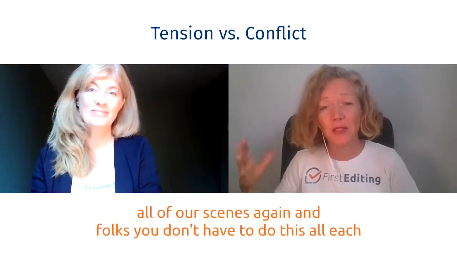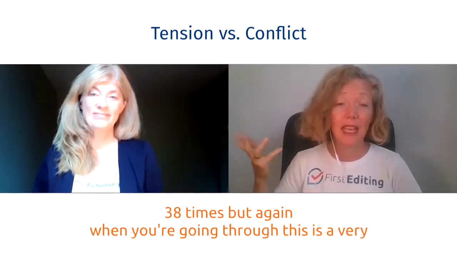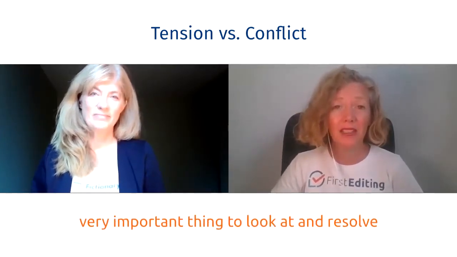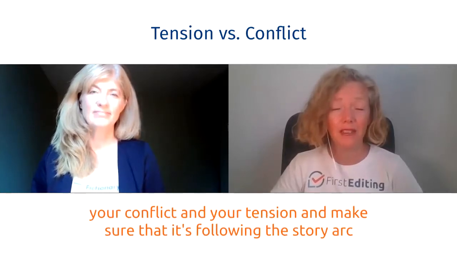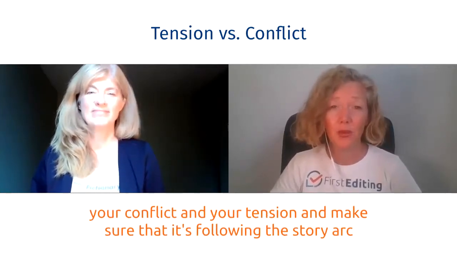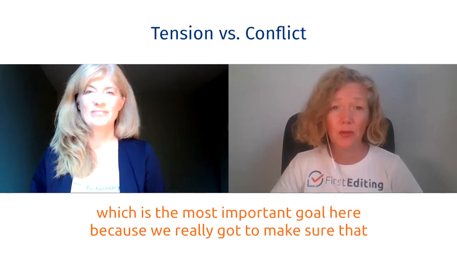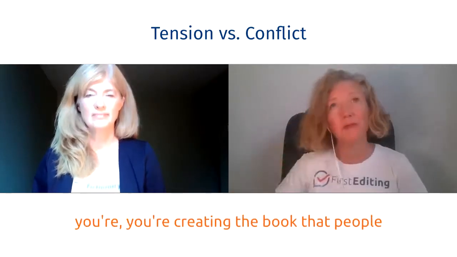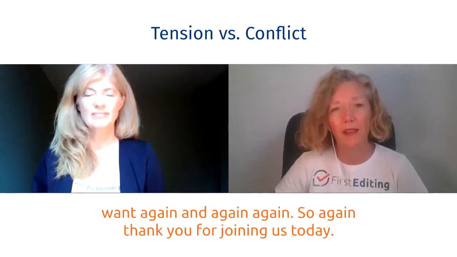All right, so we're going to look at all of our scenes again. And folks, you don't have to do this all 38 times, but again, when you're going through, this is a very, very important thing to look at and resolve your conflict and your tension and make sure that it's following the story arc, which is the most important goal here because we really got to make sure that you're creating the book that people want again and again and again.